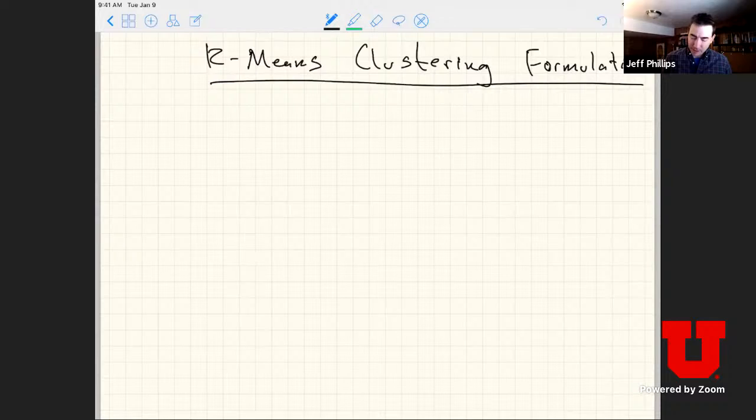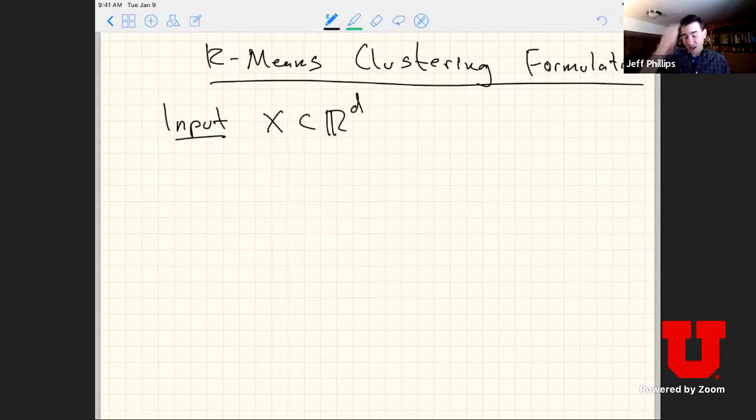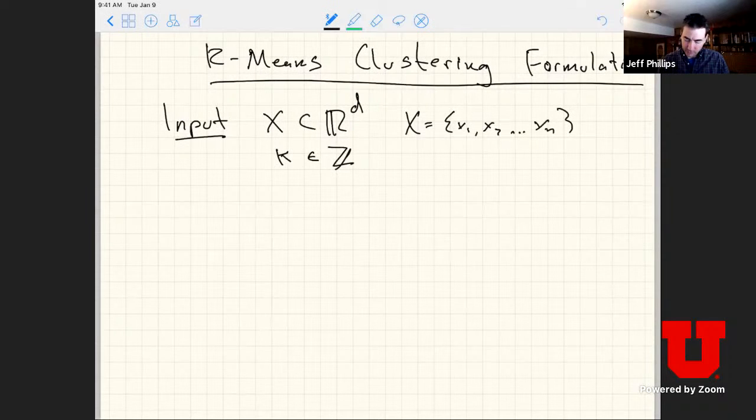There are other algorithms other than Lloyd's algorithm, which is why it's useful to give this one a name. We're given an input X, which is a subset of R^d. I'll think of these as n points, so X equals X1, X2 up to Xn. And we're given some K, which is an element of Z plus. So Hassan, how do you usually write this space of the integers? It's a positive integer.